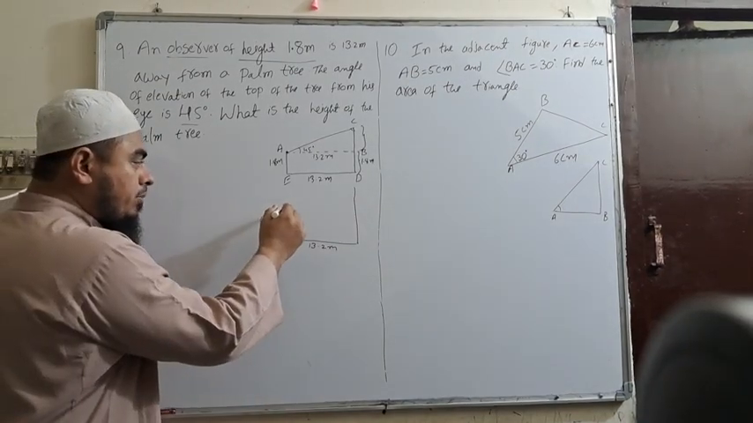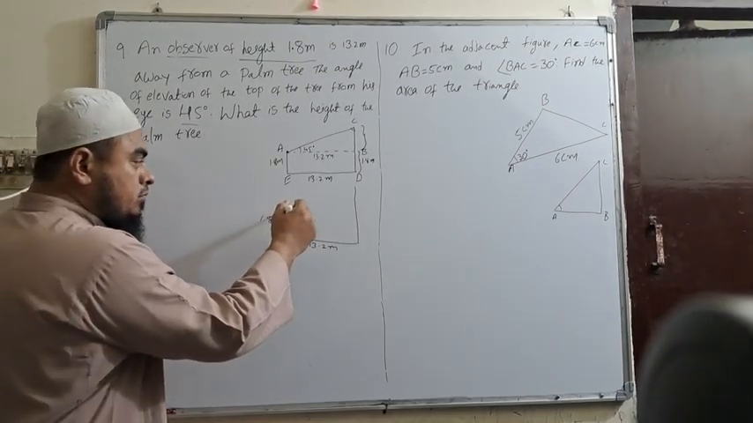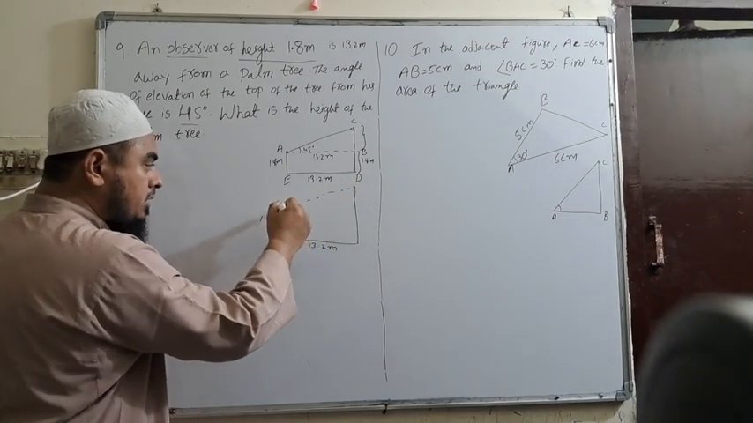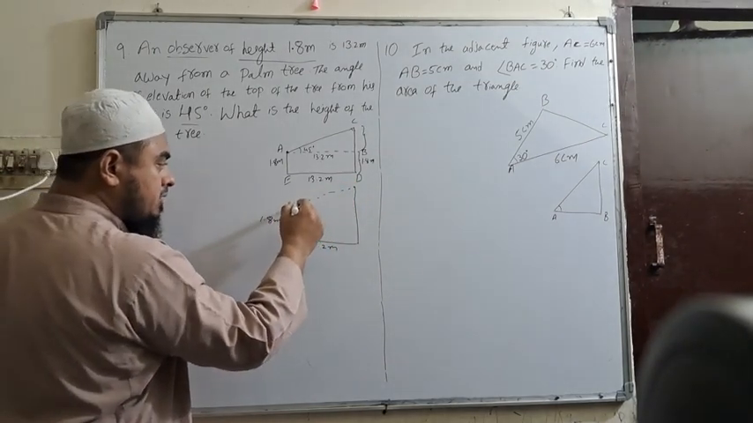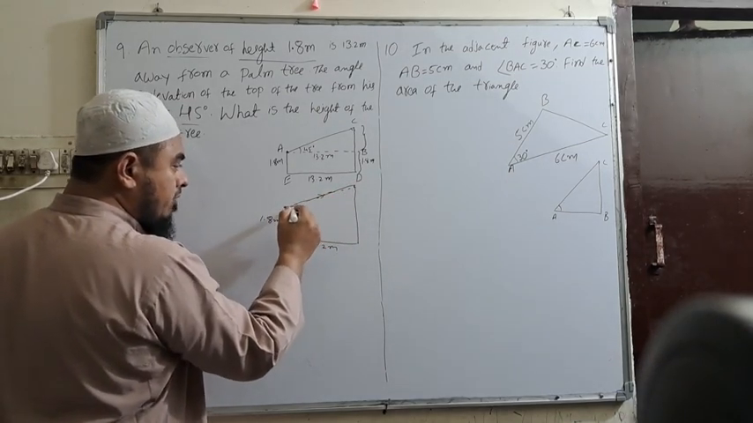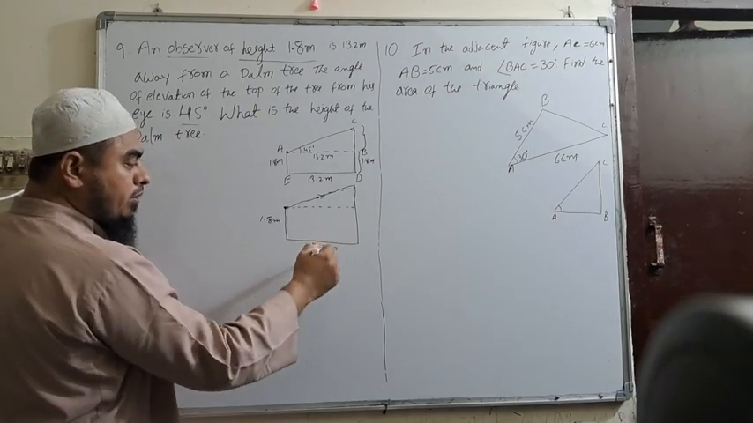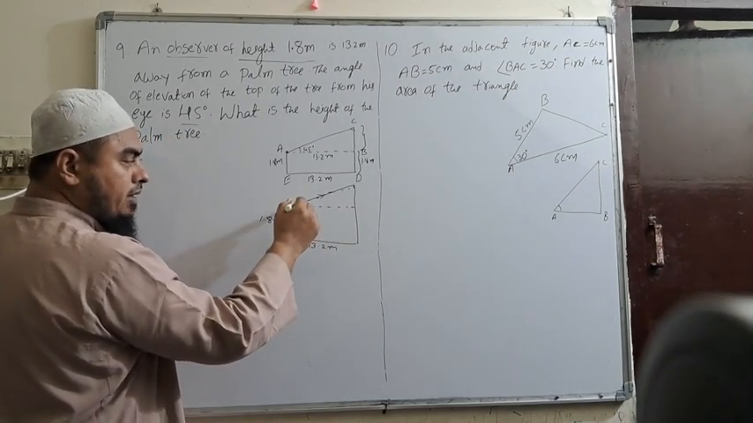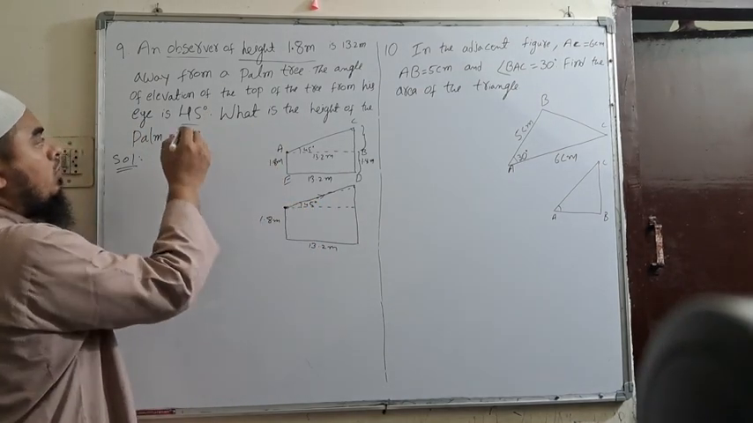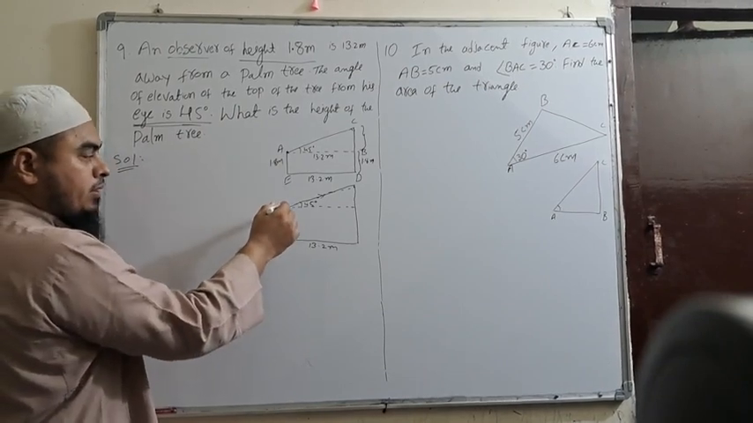Now from here, this is the head of the person, or eyes we consider. So he is watching the palm tree at an angle of elevation from here, in this direction, and we have to take another horizontal parallel to this 13.2 meters line, and the angle of elevation here is going to be 45 degrees, which they have given. So it is given in the problem.